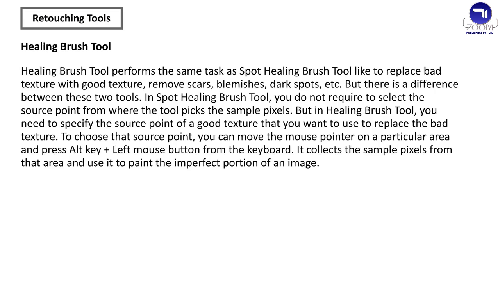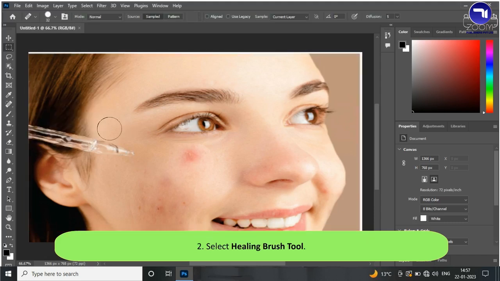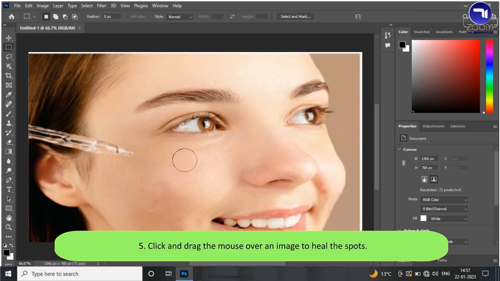To choose that source point, you can move the mouse pointer over a particular area and press the Alt key plus the left mouse button. It collects the sample pixels from that area and uses them to paint the imperfect portion of an image. To use this tool, follow the given steps. Place an image on a canvas. Select Healing Brush Tool. Change the brush size to 32 from the Options bar. Press Alt plus left mouse button to pick a color from the image. Click and drag the mouse over the image to heal the spots.